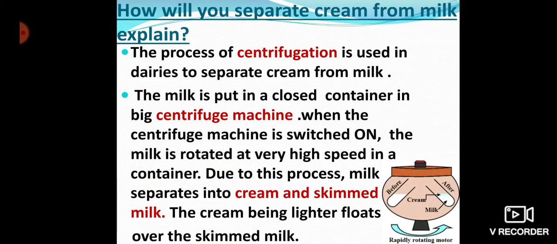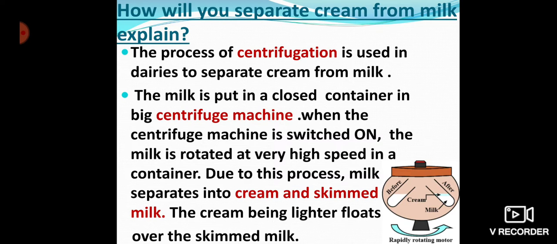Now how will you separate cream from milk? Sometimes the solid particles in a liquid mixture are very small and easily pass through the filter paper. Such particles cannot be separated by the process of filtration. So where we cannot use the process of filtration, such mixtures can be easily separated by a technique which is called centrifugation. So here we will discuss an activity to separate cream from milk.